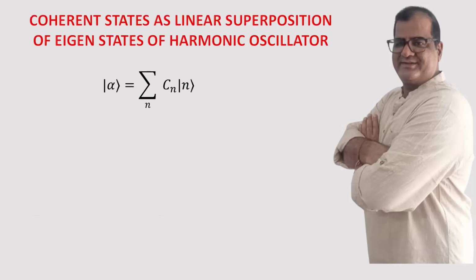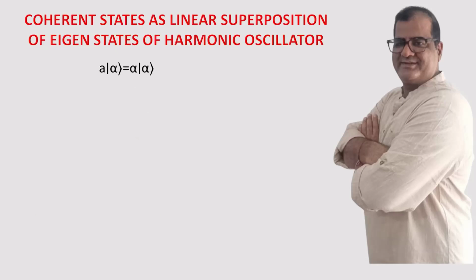Let us now write the state as a superposition of eigenstates of the harmonic oscillator, where Cn is your <n|alpha>. Now this coefficient we need to calculate in order to write alpha as a superposition. So let us calculate this. For that I use the definition of the coherent state, which is the eigenstate of the annihilation operator. Now, if I operate with bra n from the left side, this gives me alpha times <n|alpha>. I need to calculate <n|alpha>.